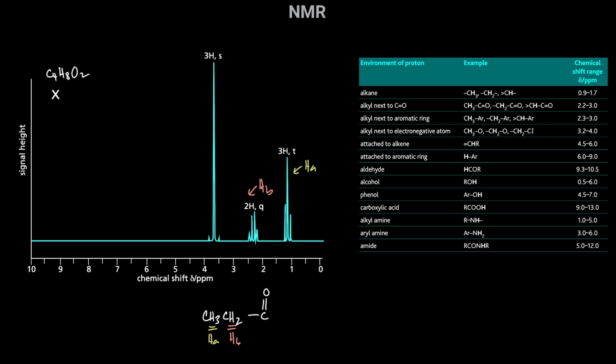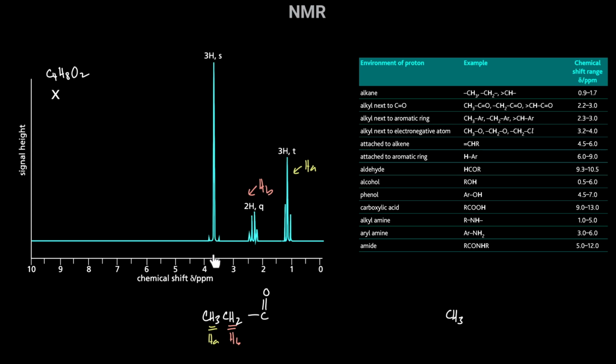So we have 1 carbon left, 3 hydrogens left, and 1 oxygen left. So we know that these 3 hydrogens must be a CH3 group, and they shift in the range 3.2 to 4 parts per million, roughly 3.7 parts per million.